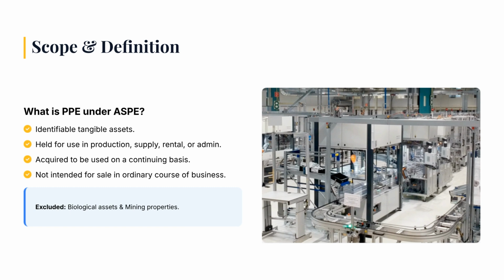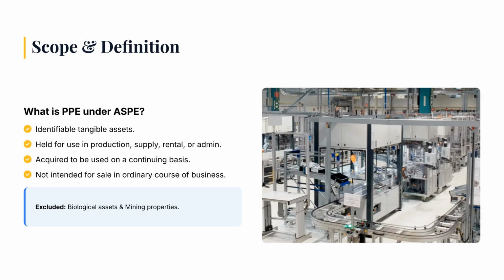I want to be very clear about income-producing properties, assets like an apartment building held to earn rent. Under IFRS, these are separate from PPE. They fall under IAS 40, investment property, and can be carried at fair value. However, under ASPE, there is no separate standard for investment property. If you look at the definition of PPE in ASPE 3061, it explicitly includes assets held, quote, "for rental to others." So the answer is yes. Income-producing properties are in the scope of ASPE 3061.